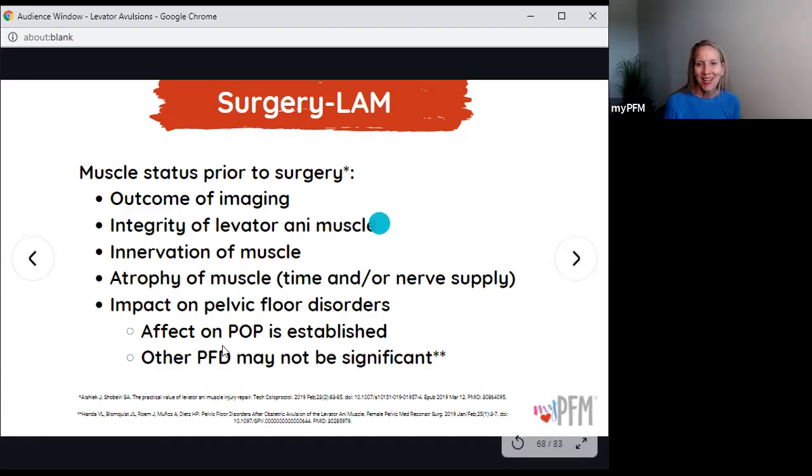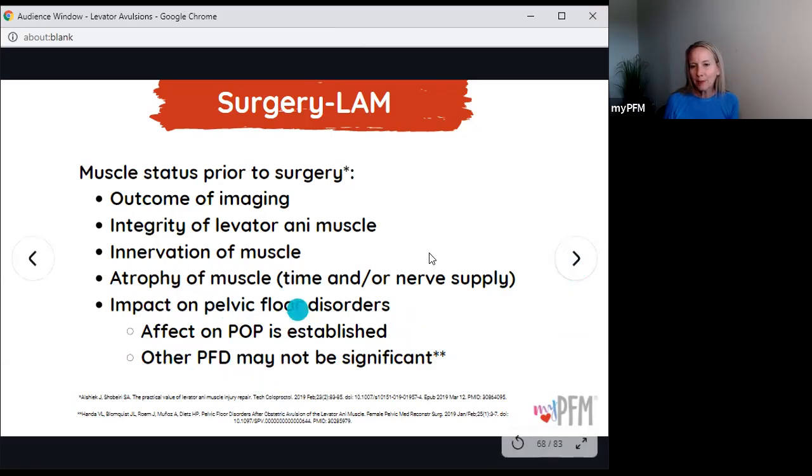Factors to consider. All right, and then also the impact on pelvic floor disorders. So we understand that there's a huge effect on pelvic organ prolapse if you have a levator ani avulsion, but there really isn't a whole lot of literature out there on the effect on other pelvic floor dysfunctions like urinary leakage, bowel leakage, or pelvic pain.